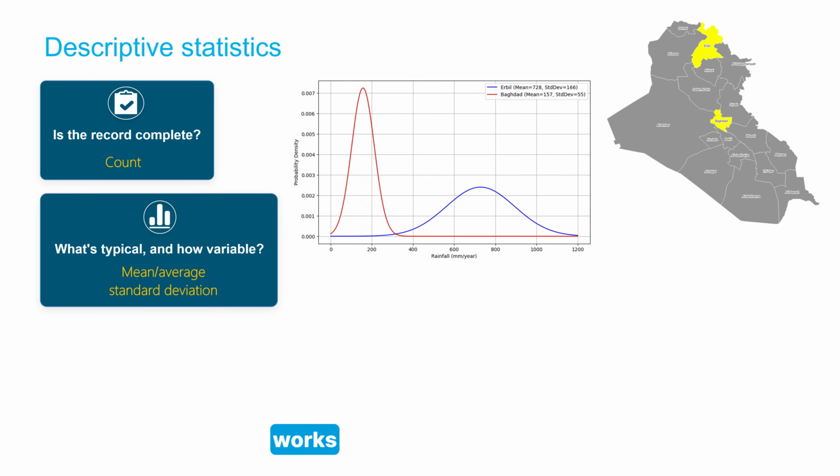An example of how this works is the annual precipitation amounts in the two governorates in Iraq, Erbil in the north and Baghdad in the center. You can see their locations on the map. Mean annual rainfall is much higher in Erbil compared to the center and even southern parts of Iraq not presented here, whereas the standard deviation of Erbil is much larger.